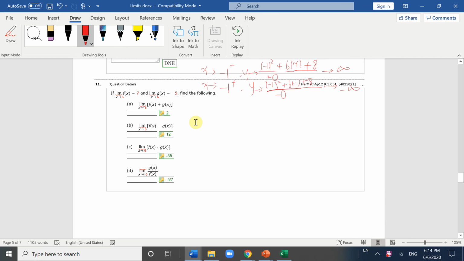Number 11, we just apply all the rules. The first one is simply this limit plus this limit. This is this minus this, and this is the product rule. This time, this negative 35, quotient rule. Be careful, g of x over f of x.